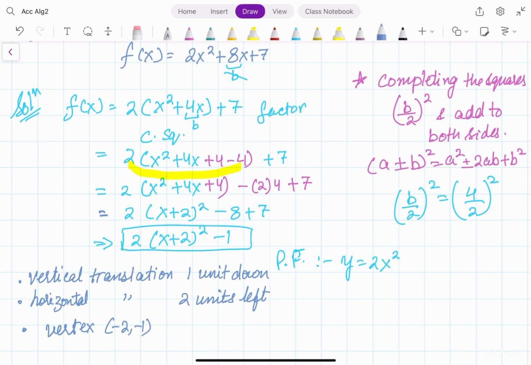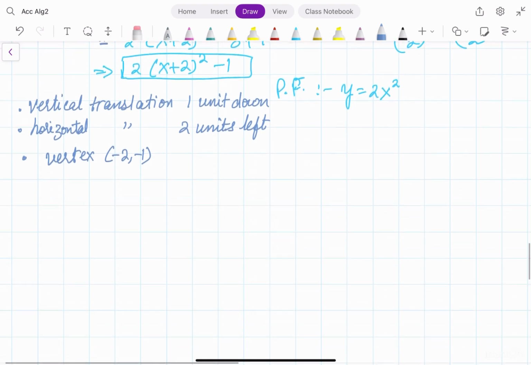All right, so the same concepts that we have discussed earlier about the transformation. The only thing that you need to remember when you need to rewrite the equation into a standard form, always use completing the square.